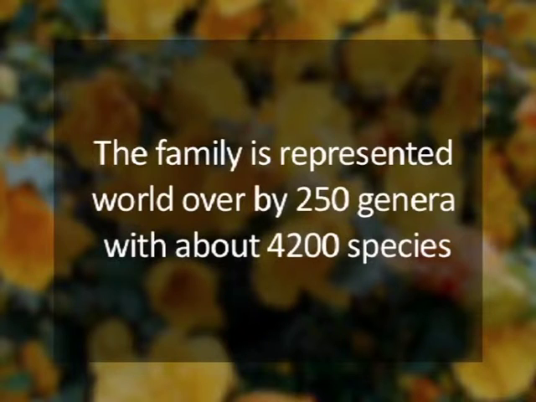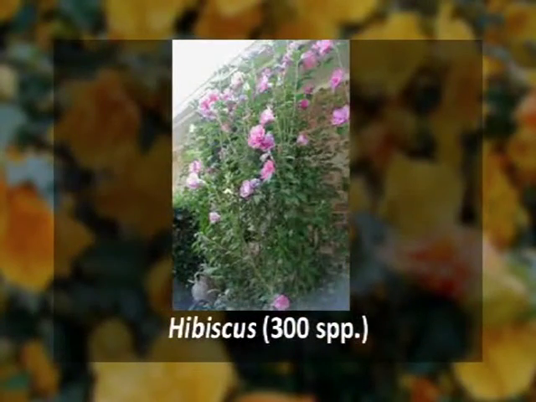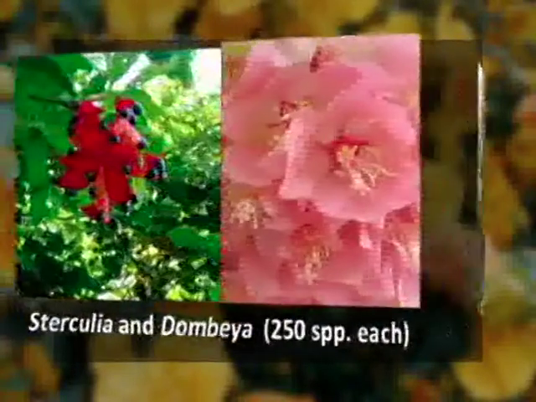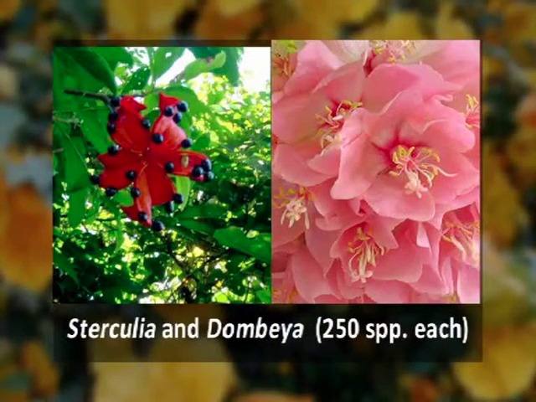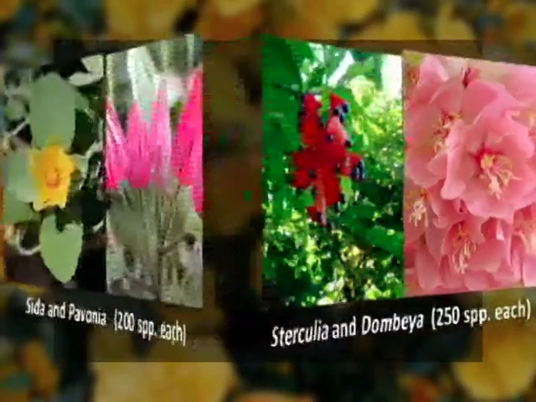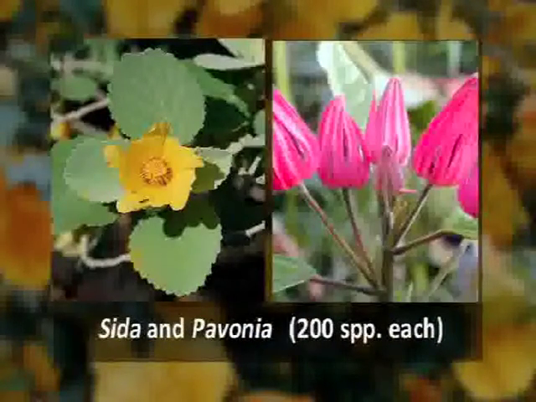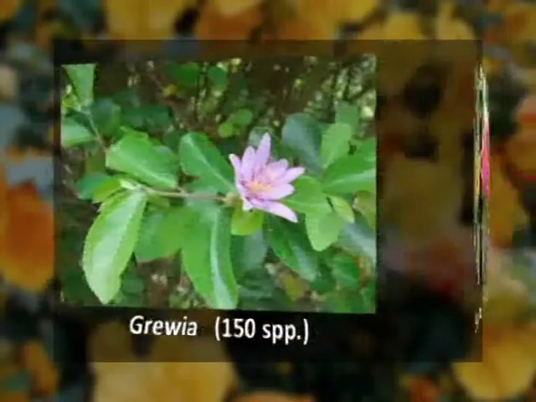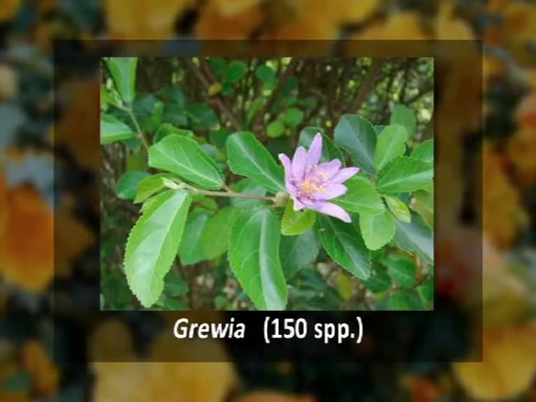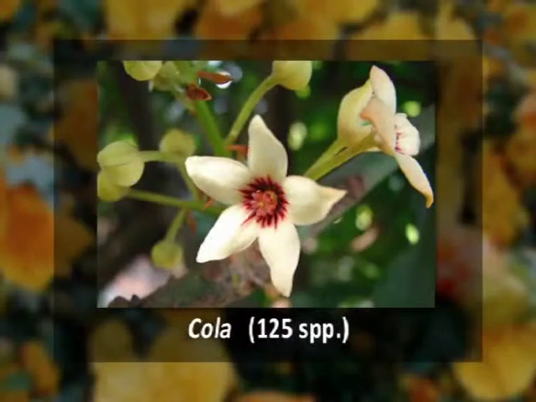At present, the family is represented world over by about 250 genera, with more than 4,200 species. Some of the species-rich genera in this family are Hibiscus, having 300 species. Then Citriculia and Dombia, each having 250 species. Sida and Pavonia, having 200 species each. Grewia with 150 species, followed by Cola, having 125 species.